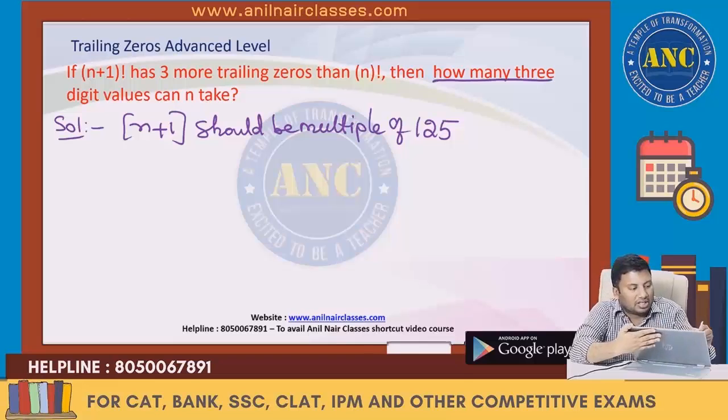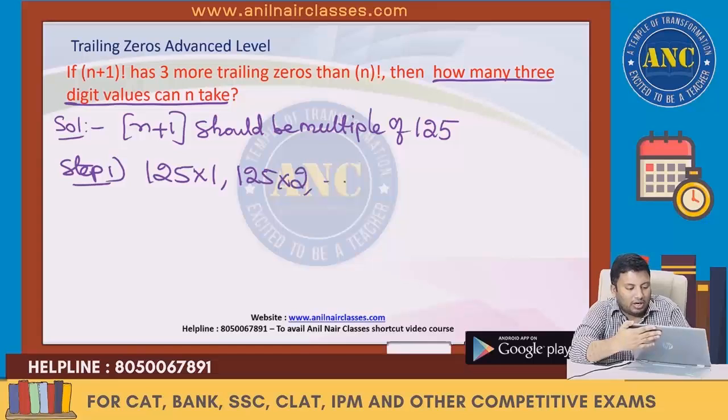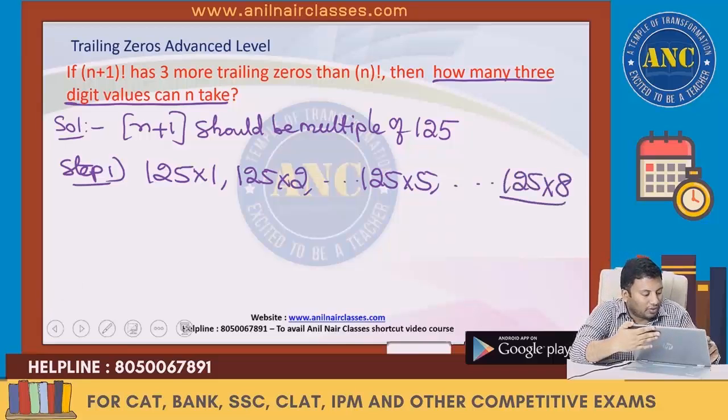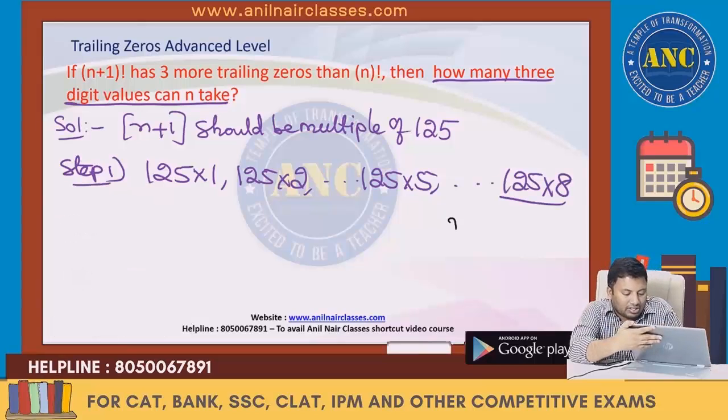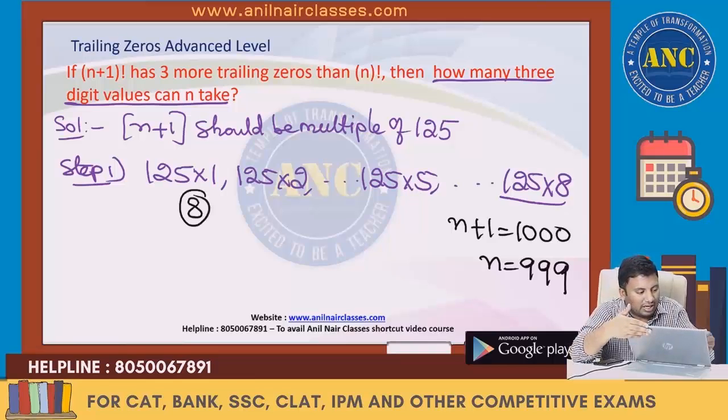How many 3-digit values can n take? 3-digit values: this can be 125 into 1, 125 into 2, up to 125 into 8. You can also take 125 into 8. Why? Because if n plus 1 is 1000, n will become 999, and 999 is a 3-digit number n can take. Total here I got 8 values.